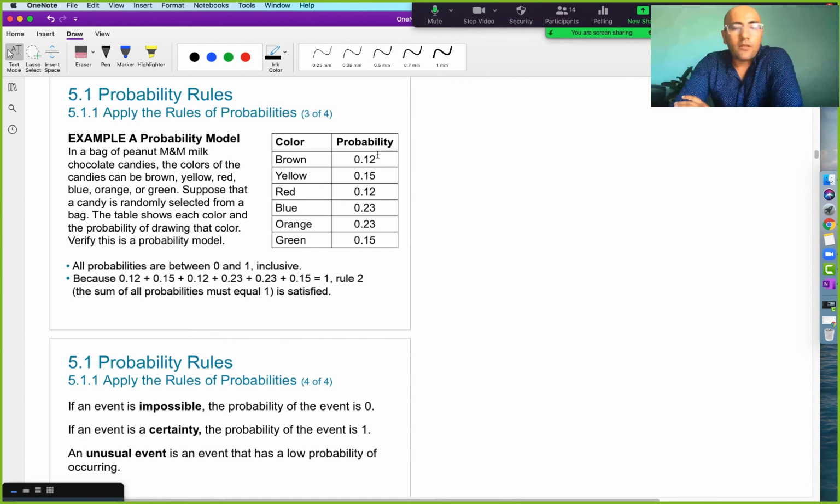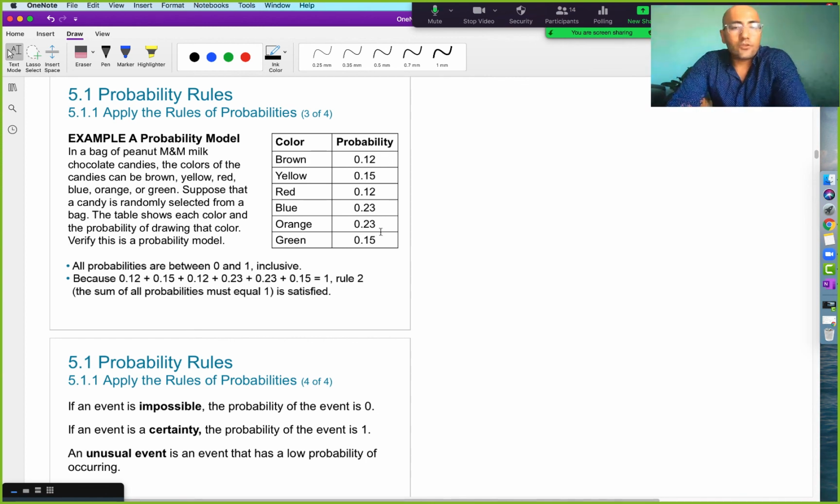Another way of saying it is that approximately 12% of all the candies in the bag will be brown, assuming it's a really big bag, right? Because we need to incorporate the law of large numbers. Say I have a giant tub, or like a fishbowl, right? It's a big party, and I threw a bunch of M&Ms in there. I can be certain that about 12% of them are going to be brown, about 15% of them are going to be yellow, and so on and so forth.